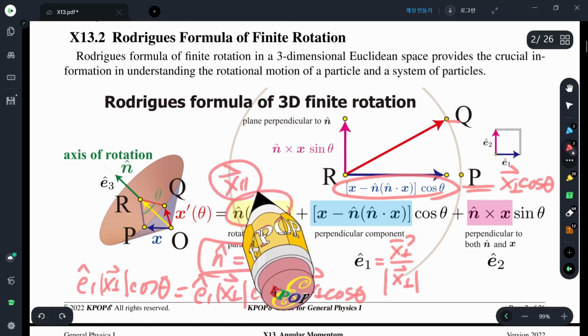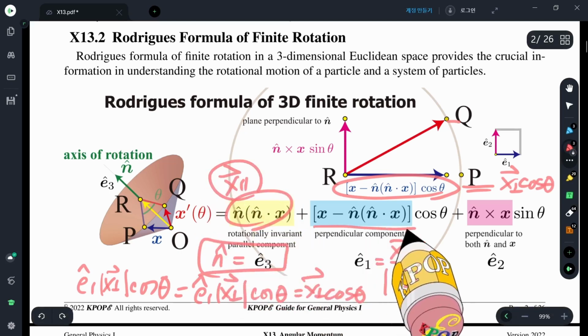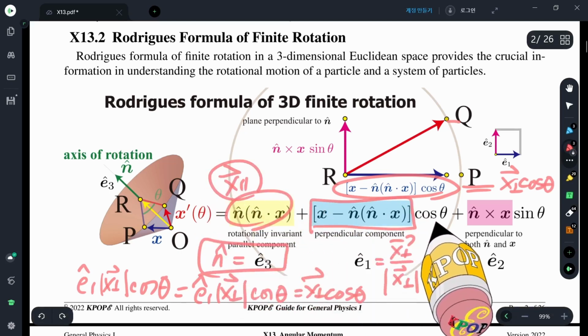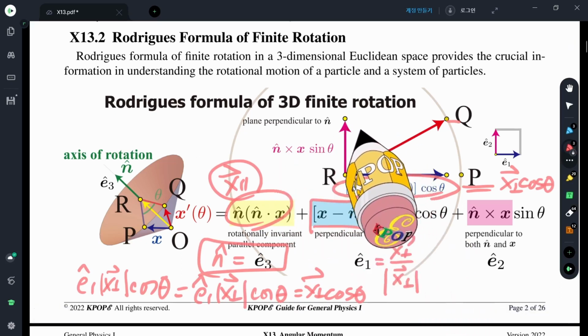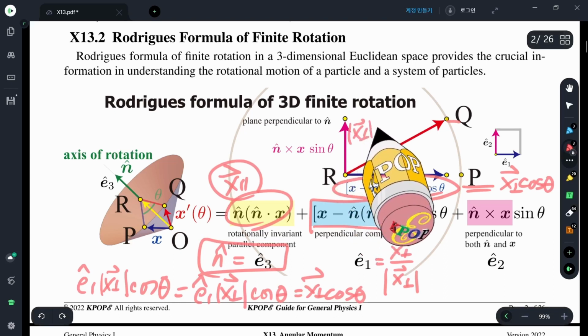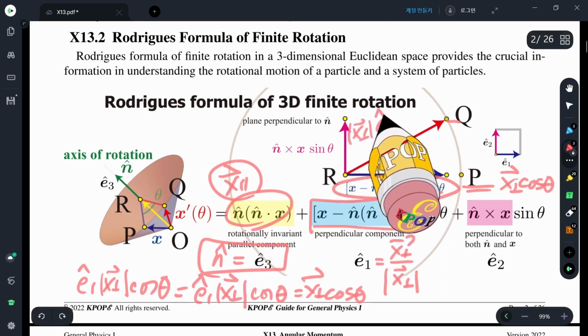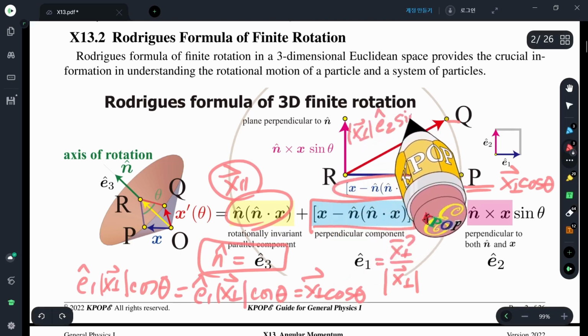X parallel is invariant. X perp becomes x perp cosine theta, and the perpendicular component has the magnitude x perp magnitude and E2 hat and sine theta.